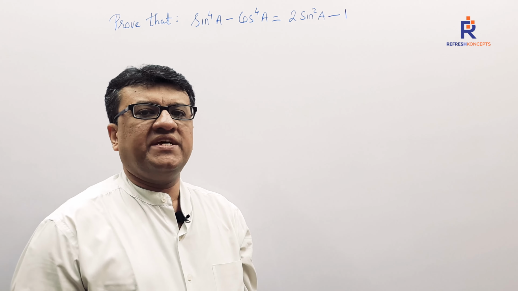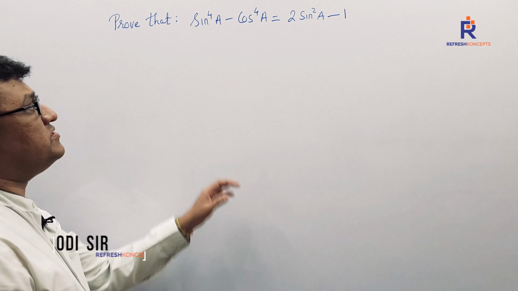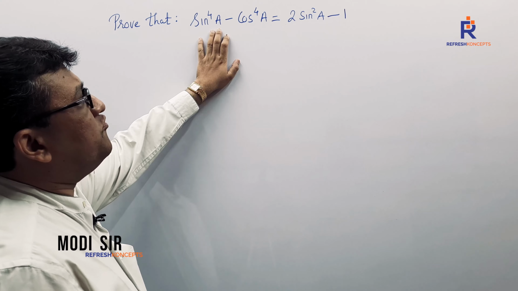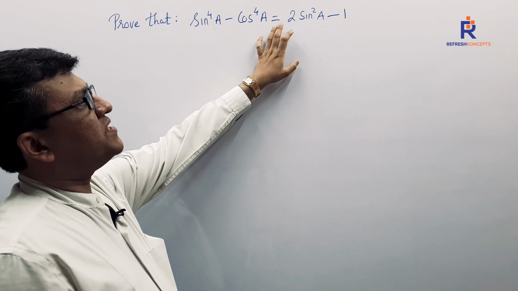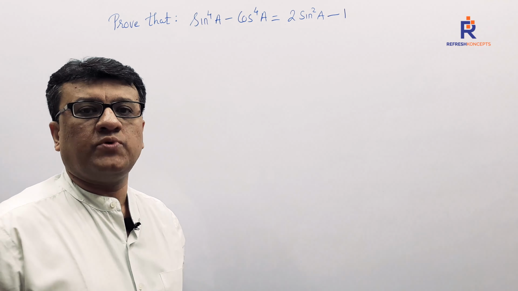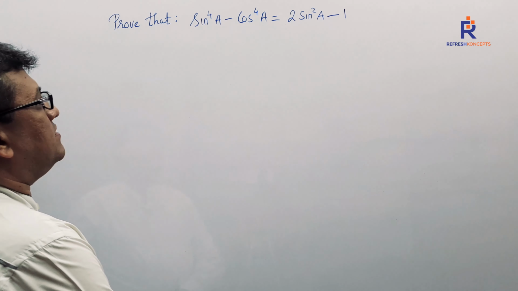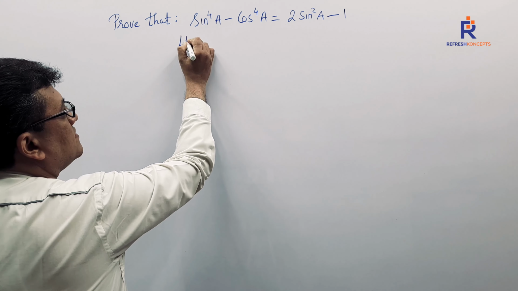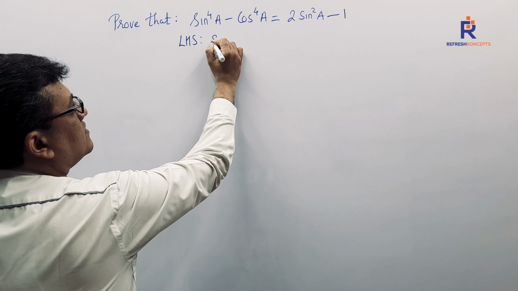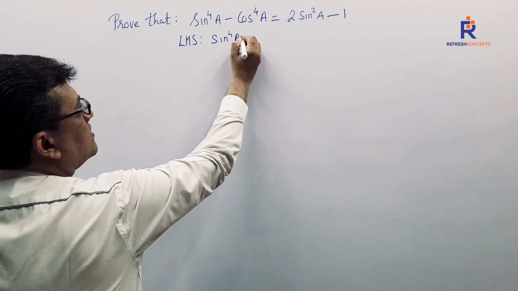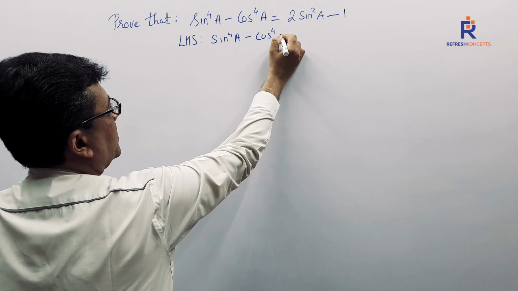Let's move further with the next question. What is the next question trying to say? It says sine raised to 4a minus cos raised to 4a is 2 sine square a minus 1. So we write down our LHS as sine raised to 4a minus cos raised to 4a.